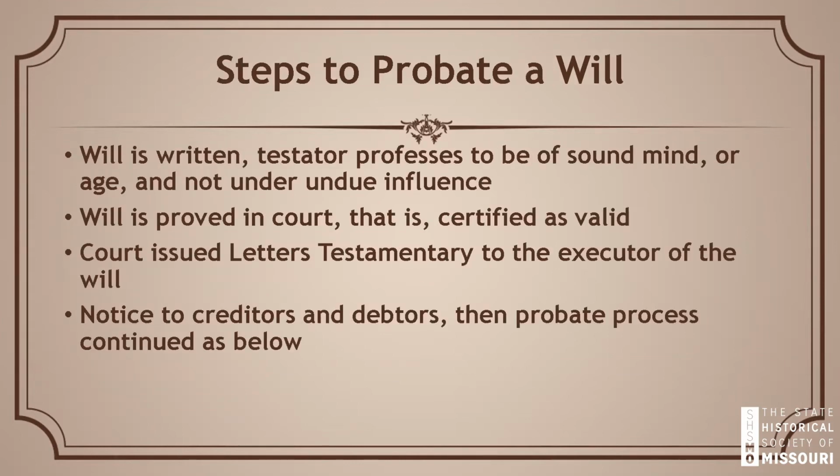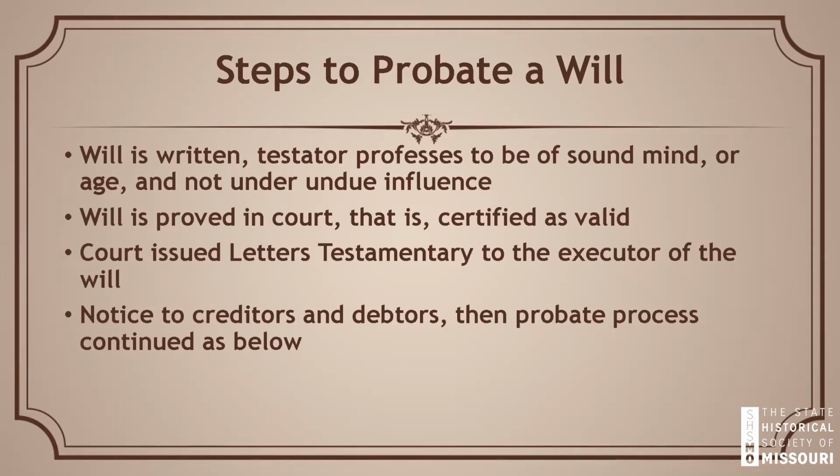The steps to probate a will. First of all, the will is written. The testator usually professes to be of sound mind or age and not under undue influence. The will is then proved in court after it's presented to the court, which usually means the person is dead, and then is certified as valid by witnesses typically.